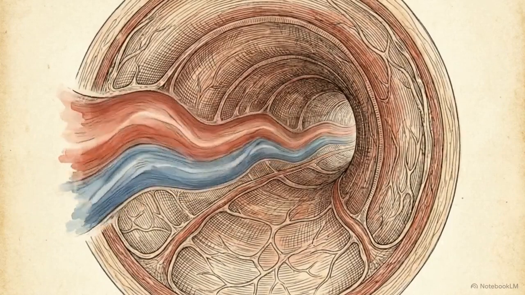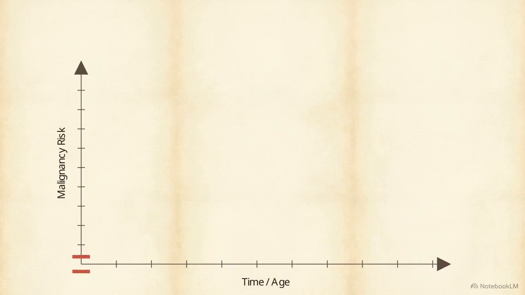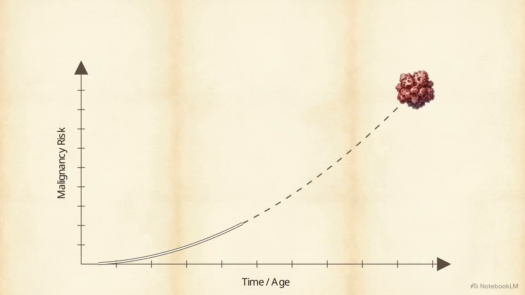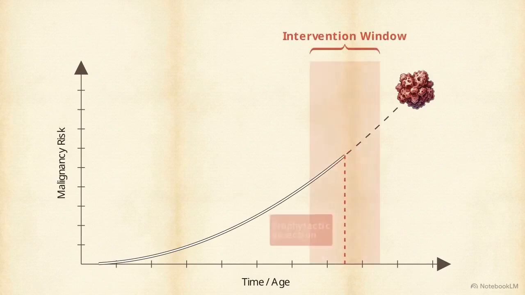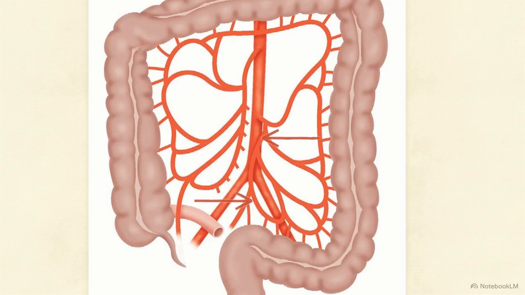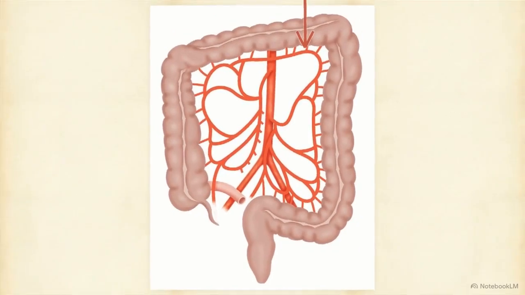A patient's molecular data, specifically mutations in the APC or mismatch repair genes, dictates exactly when a surgeon must intervene, establishing the critical window for prophylactic resection. The physical scaffold, the distribution of the superior and inferior mesenteric arteries and their parallel lymphatic basins, dictates exactly where the surgical margins must be cut to achieve an oncological cure.